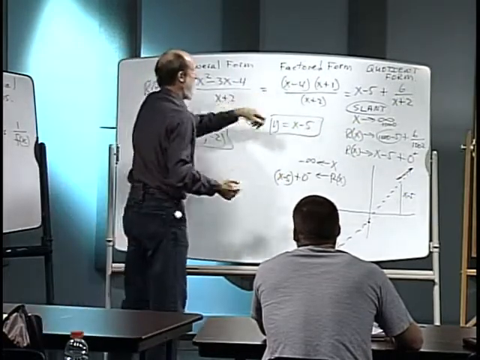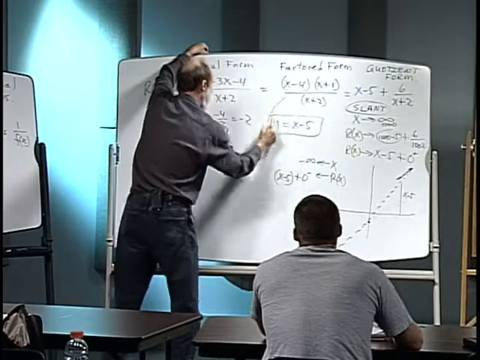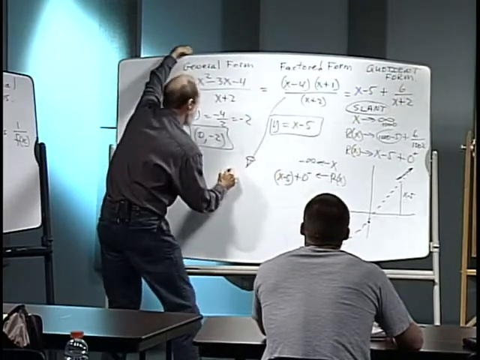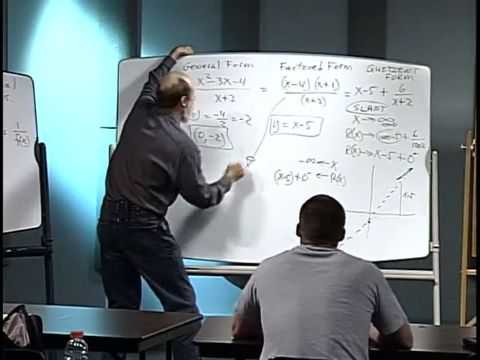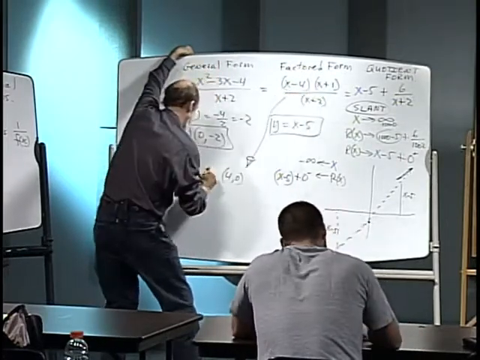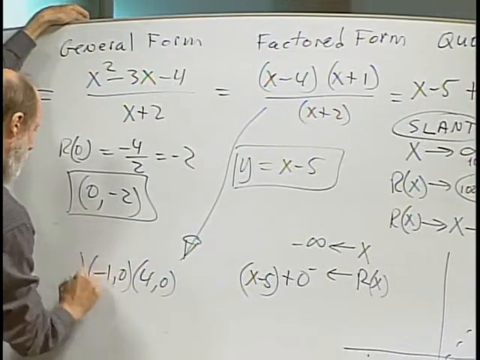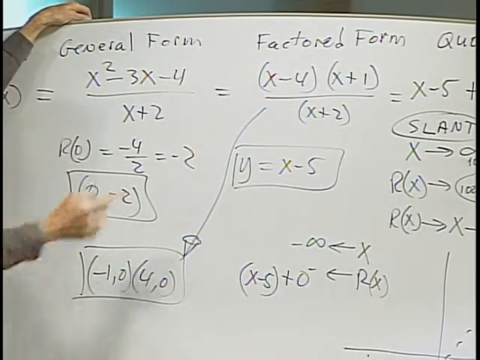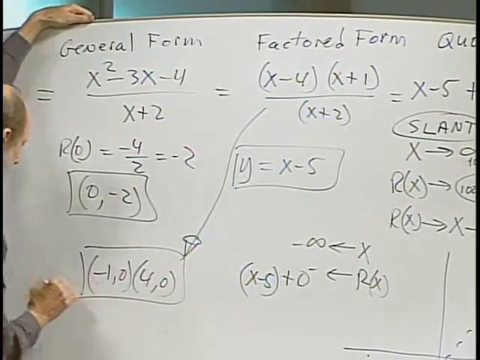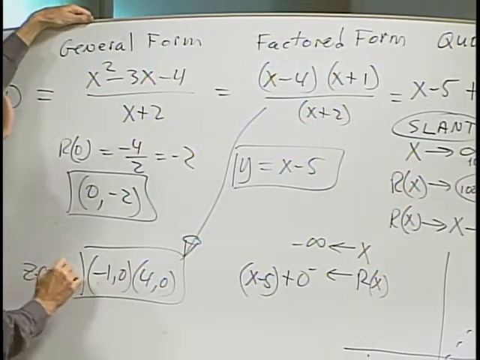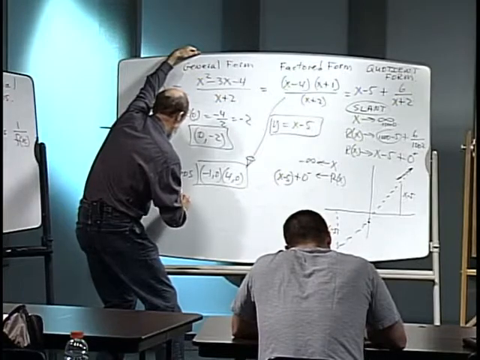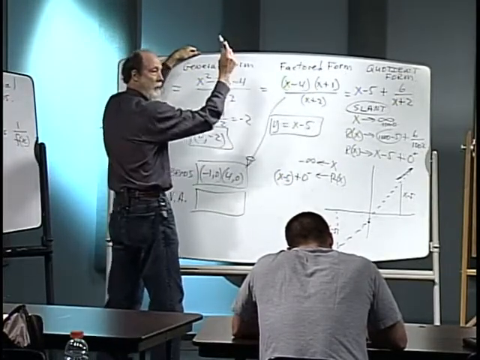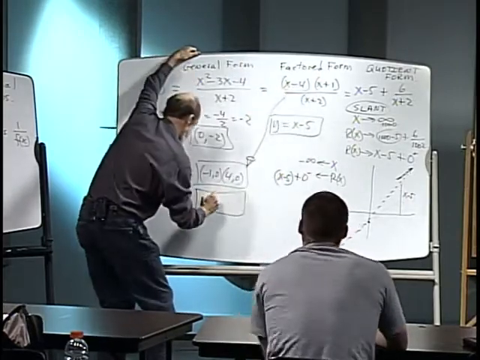From the factored form here, we can see the zeros at (4, 0) and at (negative 1, 0). And I'm hoping you're pretty good with this stuff by now, what I'm just doing. And we also can see a vertical asymptote. So here are our zeros, and we have our vertical asymptote equation, which is x equals negative 2.